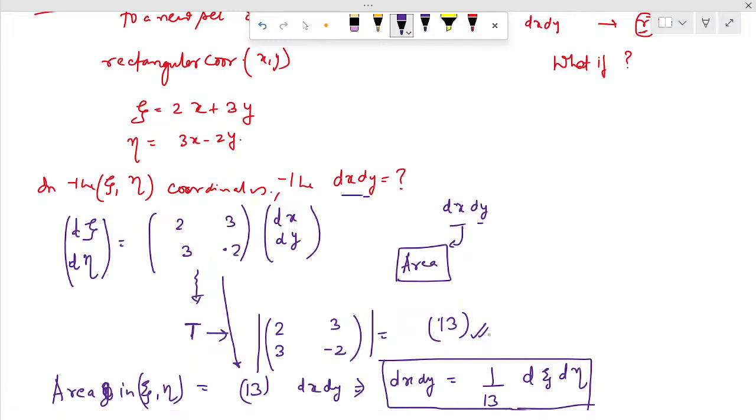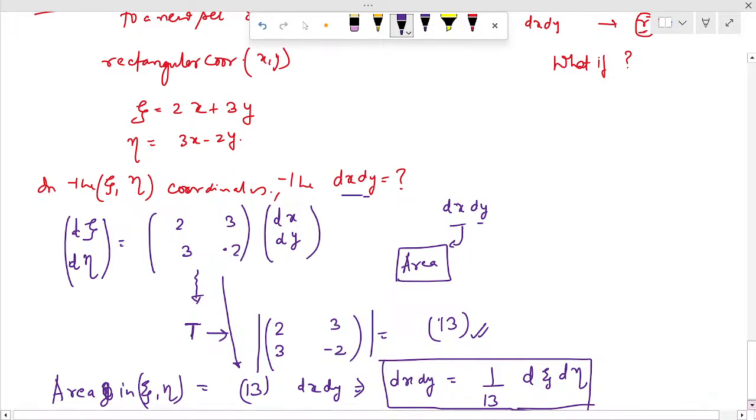Take the determinant, take a modulus value, because area can never be negative, and then you can relate things. So if I have done it this way, I just take the determinant here. The determinant would be 13 dx dy equals d zeta d eta. So 1 upon 13 d zeta d eta would be dx dy, and things are done. You don't need to get into the Jacobian matrix. If you remember the Jacobian matrix, then it is fine.